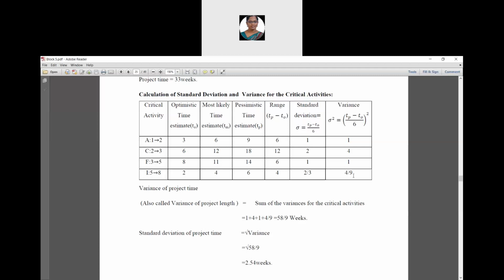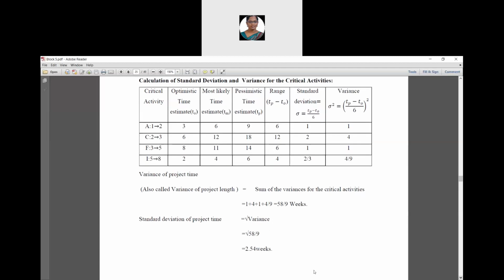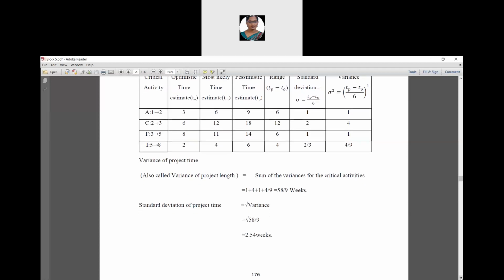Yes, variance of project time, also called variance of the length of the project, is the sum of the variances for the critical activities, that is 1 plus 4 plus 1 plus 4 by 9. It is 58 by 9 weeks. And standard deviation of project time is equivalent to the square root of the variance value. Therefore, square root of 58 by 9 is 2.54 weeks.